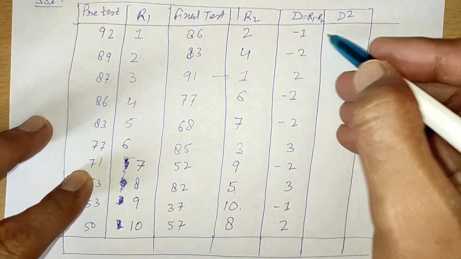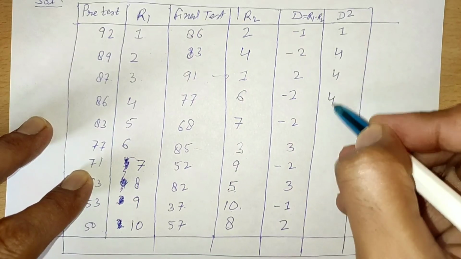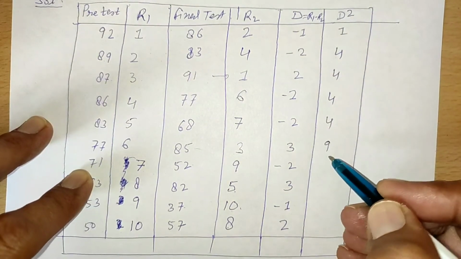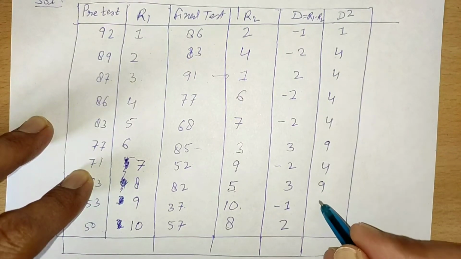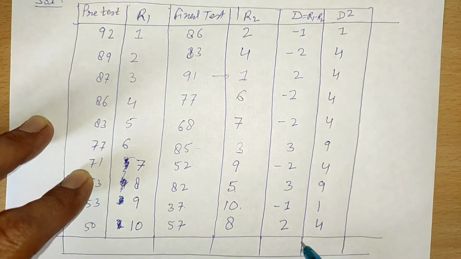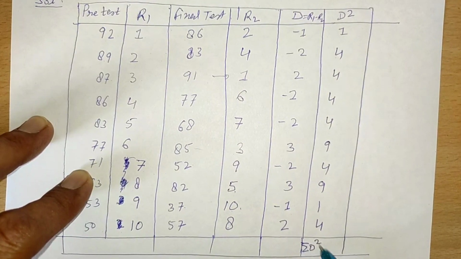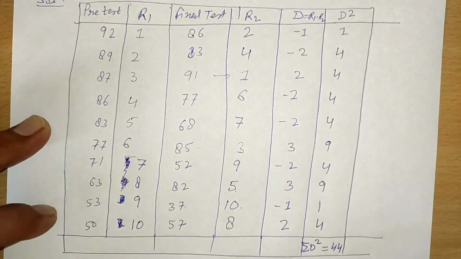And take the square of these numbers. So this is 1, 4, 4, 4, 4, 9, 4, 9, 1 and 4. Add all these numbers, which is given by summation d square. The sum of all these numbers is equal to 44.